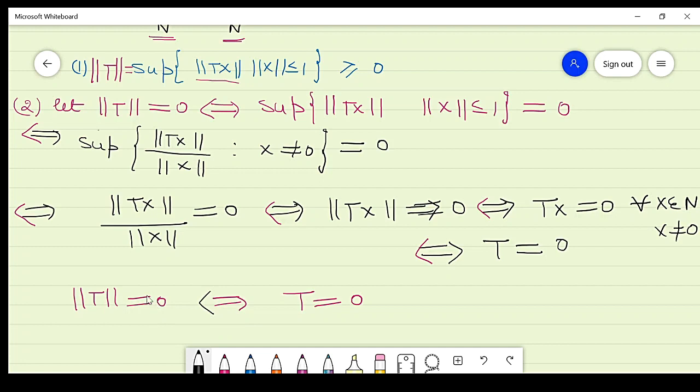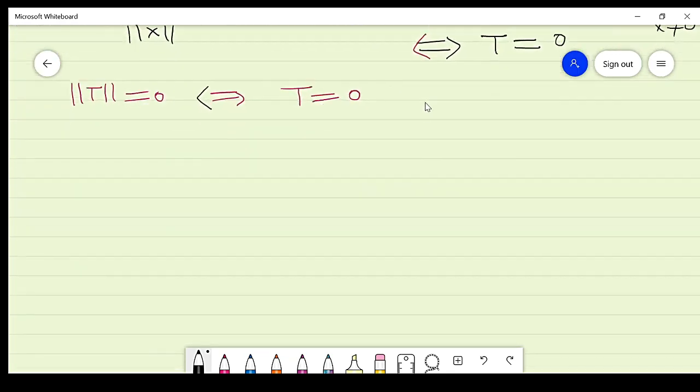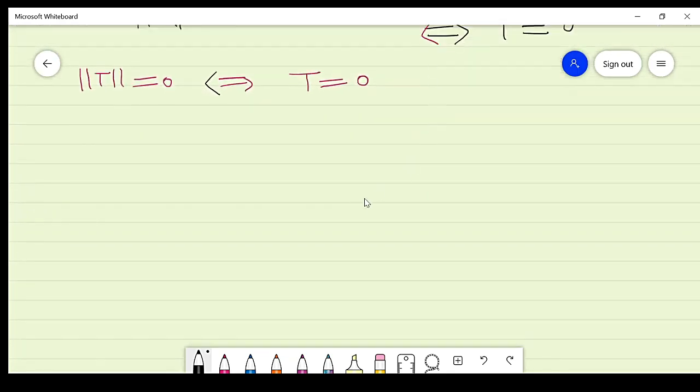Clear? So this is the simple case in which we can prove the result number 2. Now, property number 3, which is the triangle inequality. In order to prove property number 3, I take two operators, T1 and T2, and they belong to B(N, N').